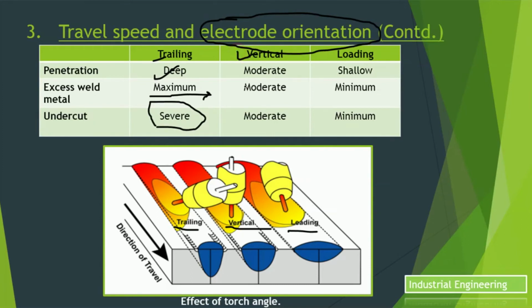In the second position, which is vertical, a moderate amount of penetration is produced into the workpiece. A moderate amount of weld metal is dropped onto the workpiece, and the most common weld defect we observe is undercut, which is also moderate. For the third one, which is leading, there is shallow penetration, a minimum amount of weld metal dropped onto the workpiece, and the undercut we get is very minimal.